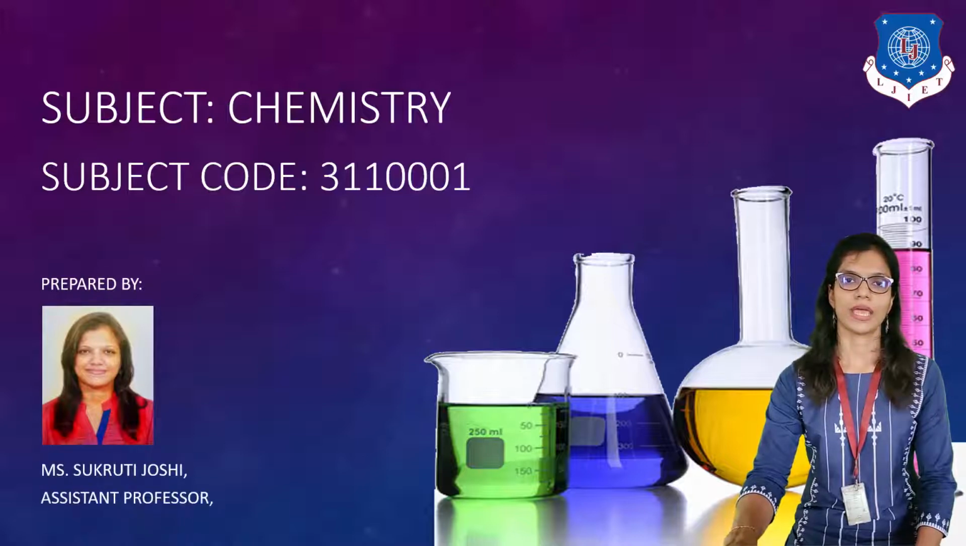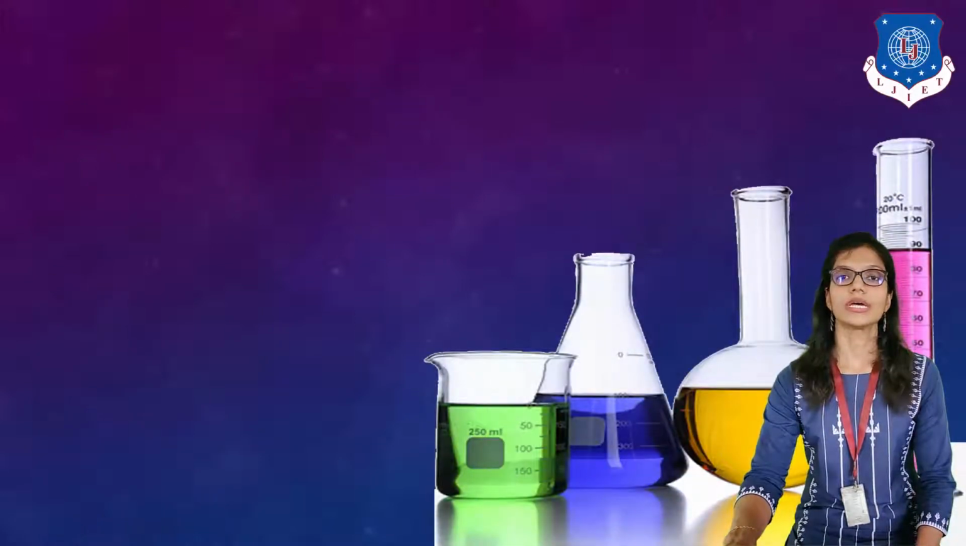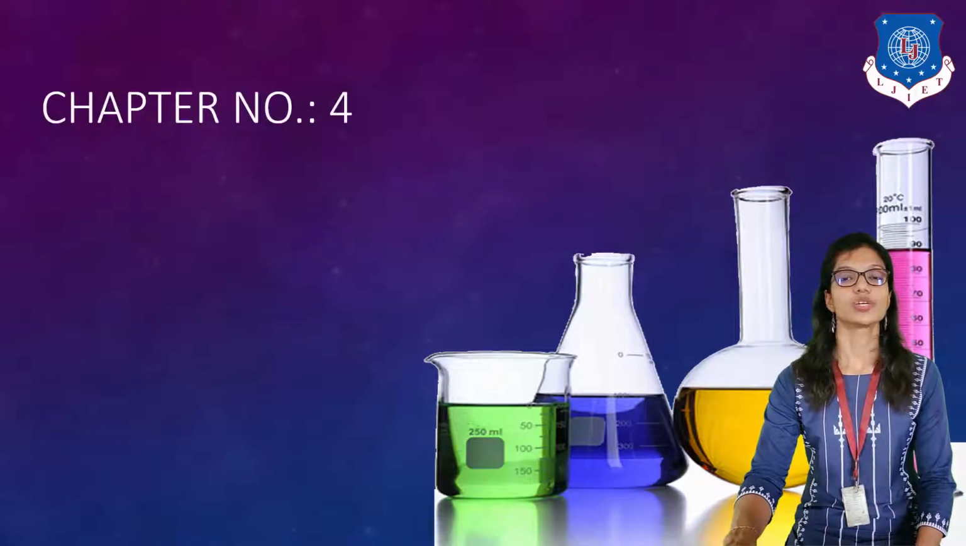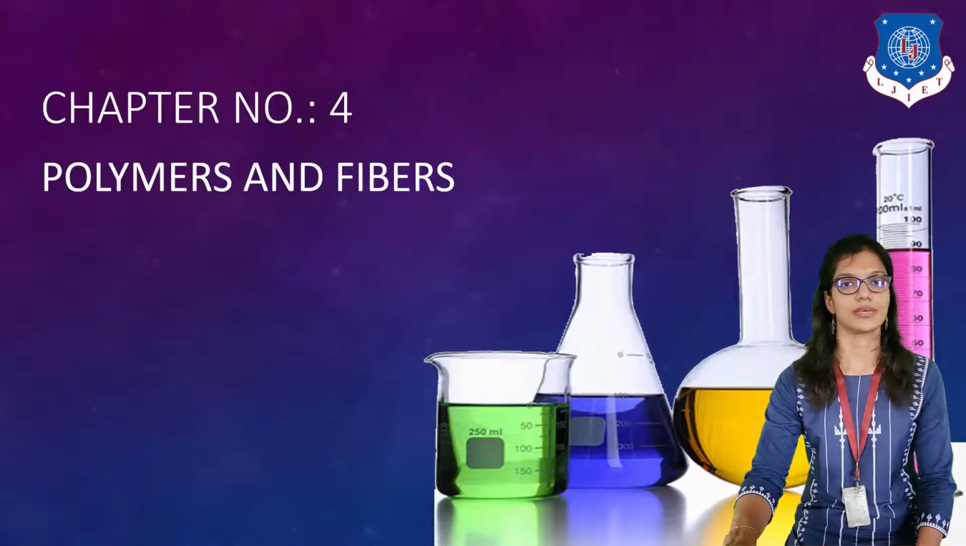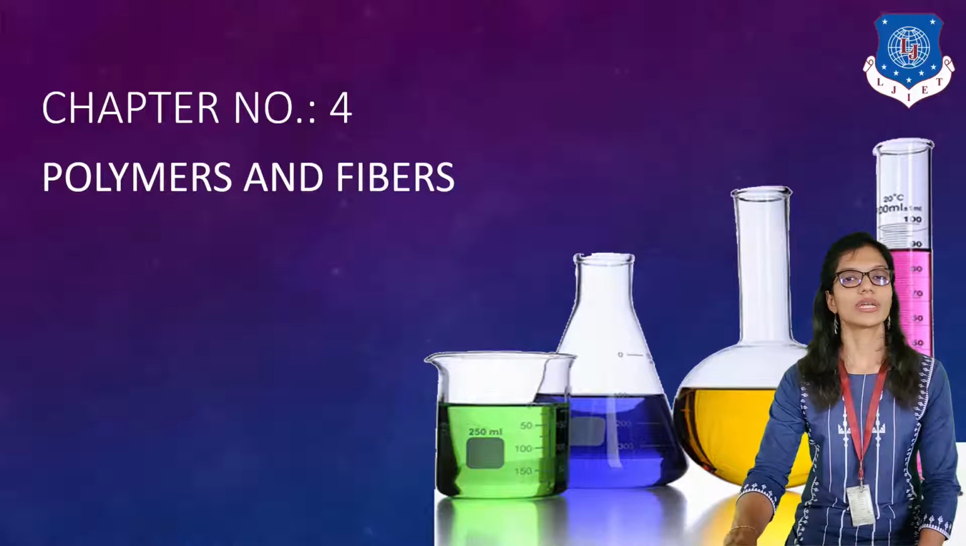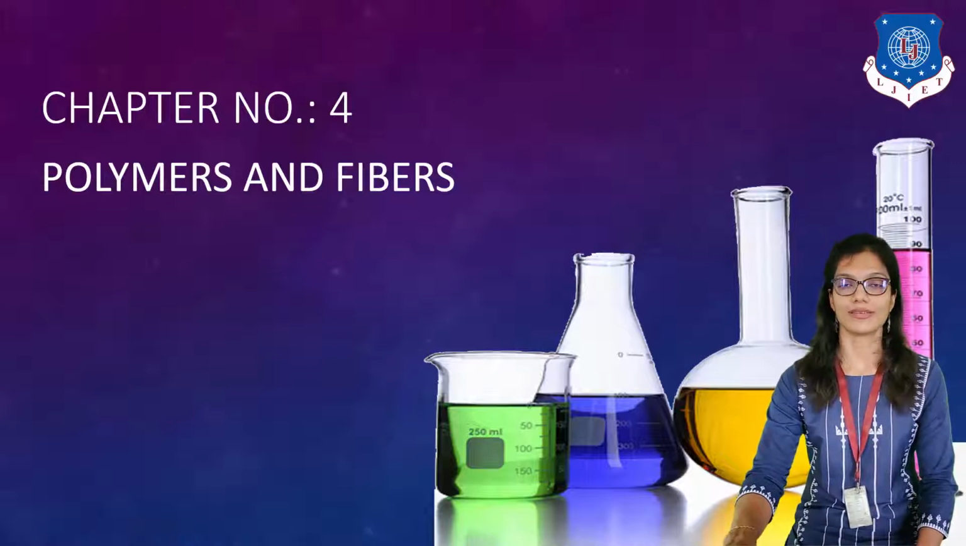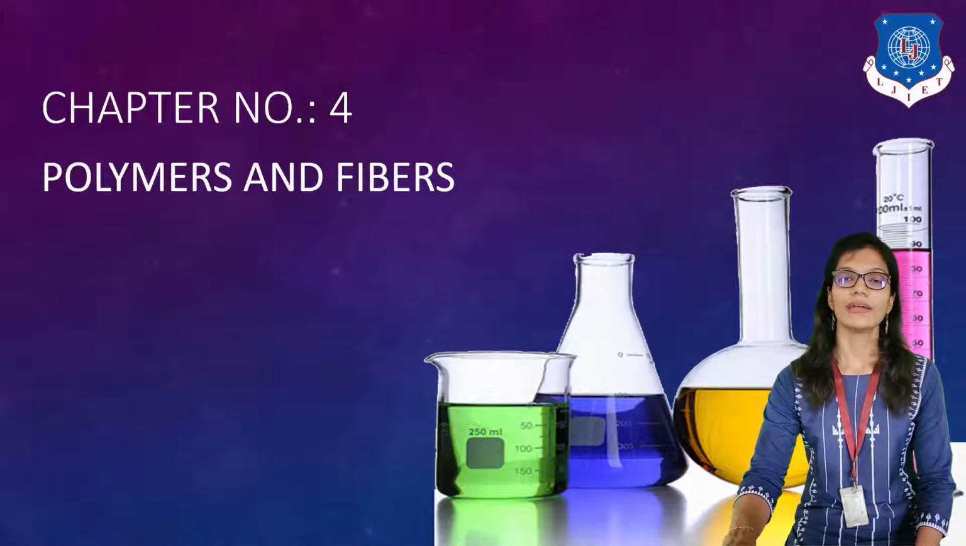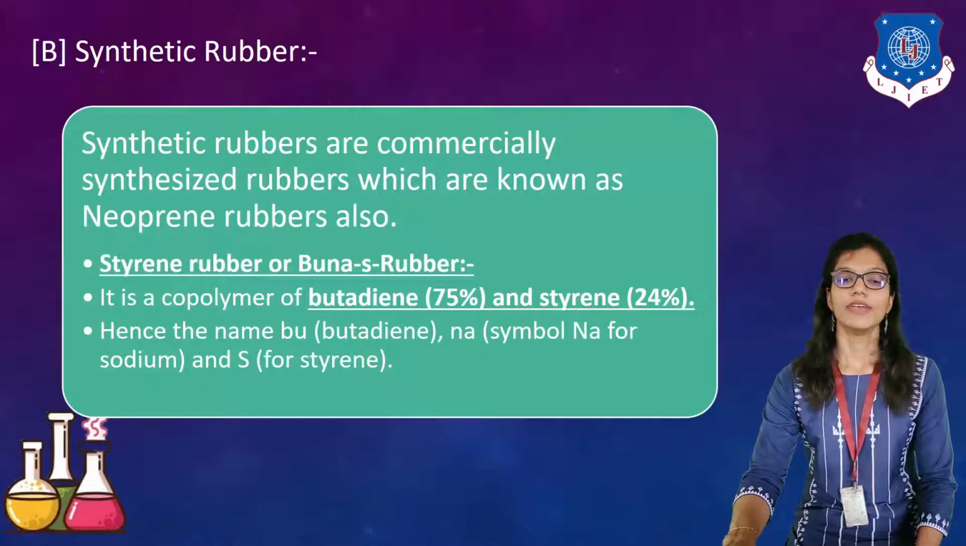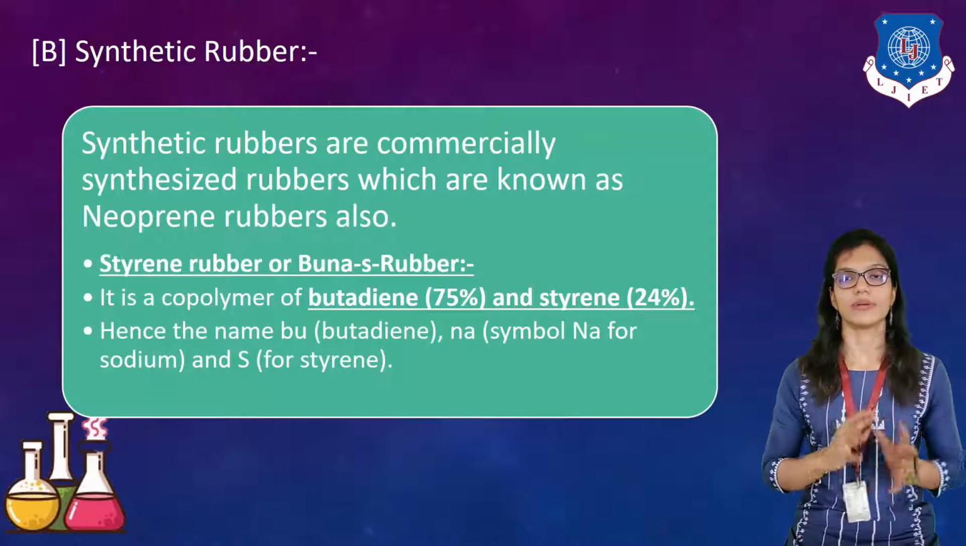The subject code for chemistry is 311001. In the previous sessions of this subject, we have started another part of chapter number 4, which is rubbers. Chapter number 4 can be divided into three subparts: polymers, rubbers and fibers. So here we have taken up what a rubber is.